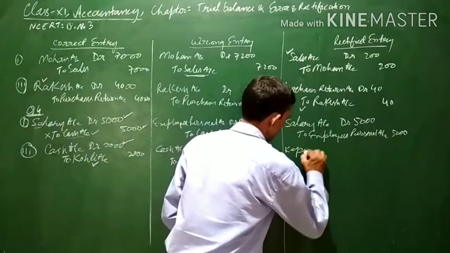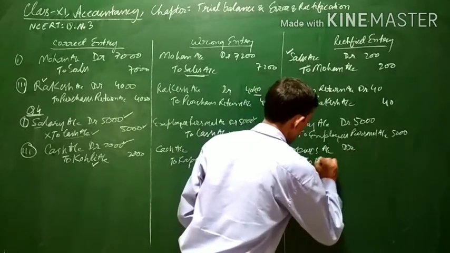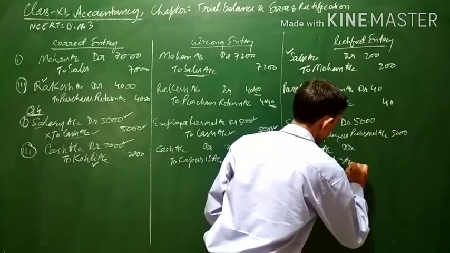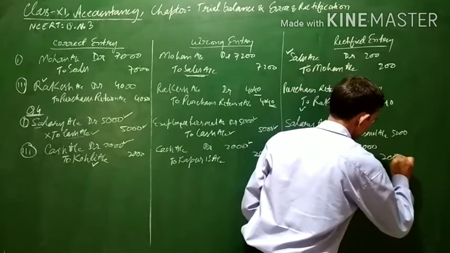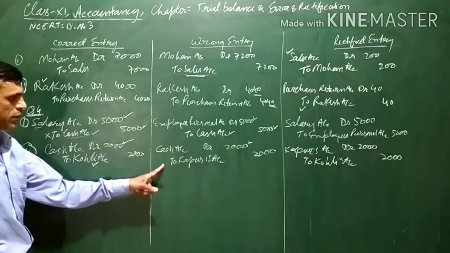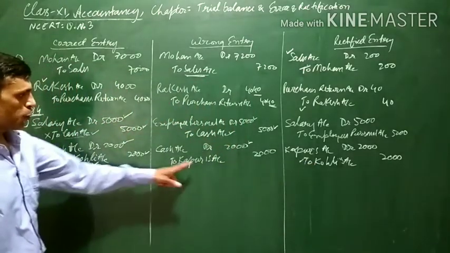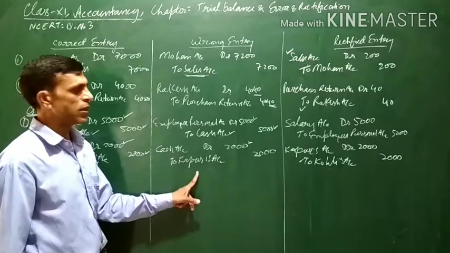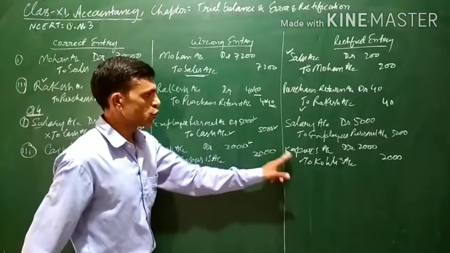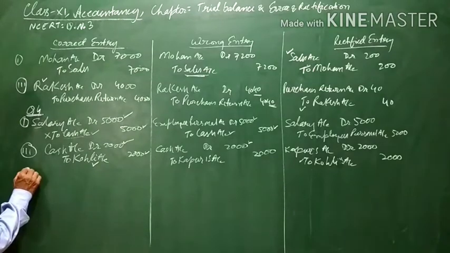So the entry will be Kapoor's account debit to Kohli's account, 2,000. This will be the general entry. Kohli's account was to be credited, it was not credited, so in order to rectify, it will be credited. Kapoor's account was wrongly credited, so in order to rectify this, his account will be debited with 2,000. Now the debit and credit should always be equal, and here also the debit and credit are equal.